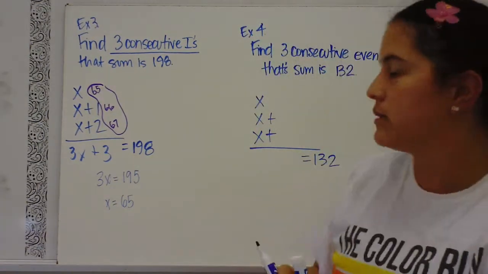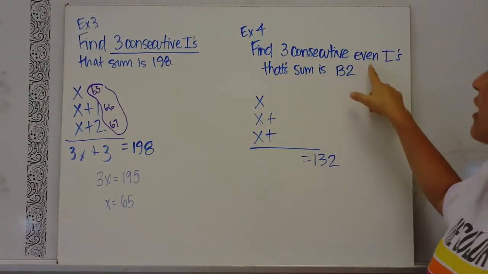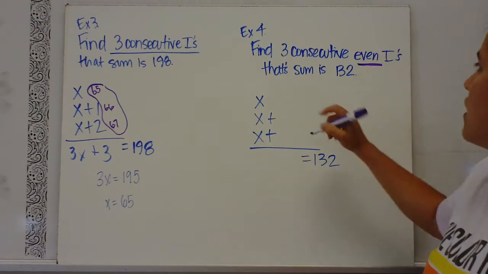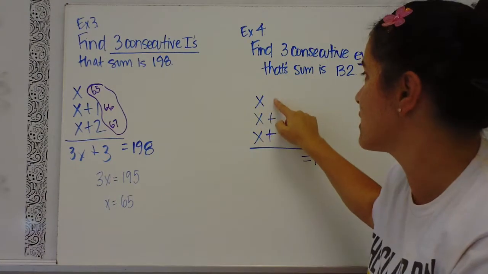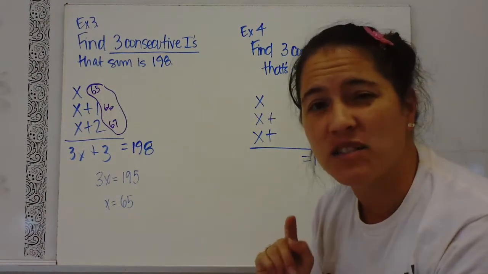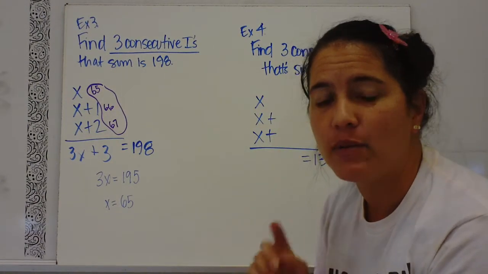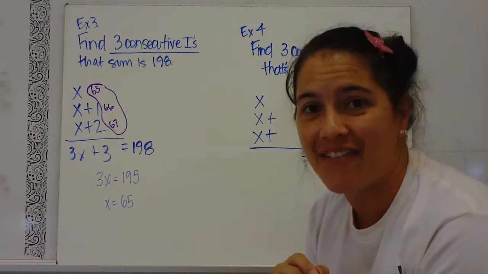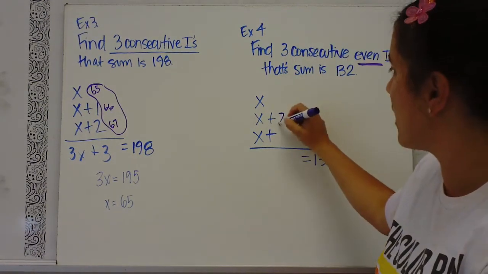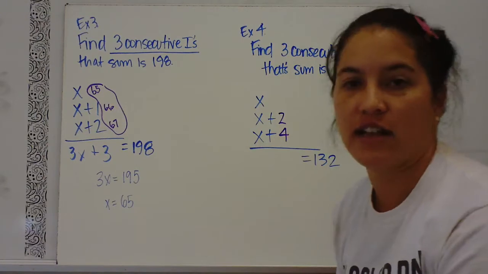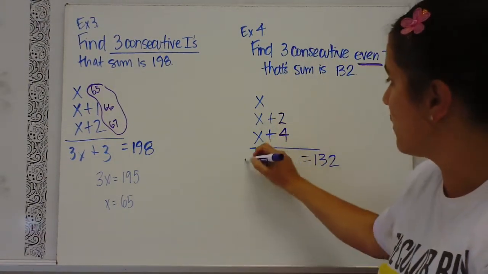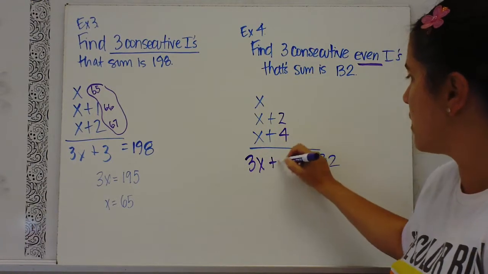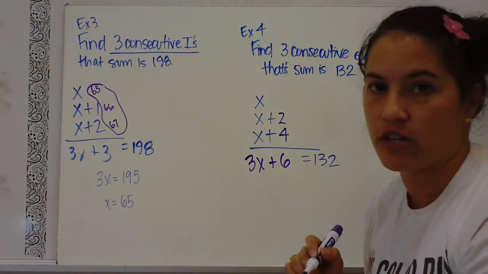All right, let me show you another one. Find 3 consecutive even integers that sum to 132. Now again, we need 3 numbers, so we start with X. But instead of X plus 1, that would be the next number, but we want even. So we need to skip it. So it would be X plus 2, and then X plus 4. That would skip every other number. So again, we have 3 X's plus 6 equals 132.